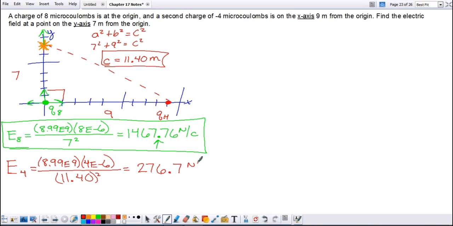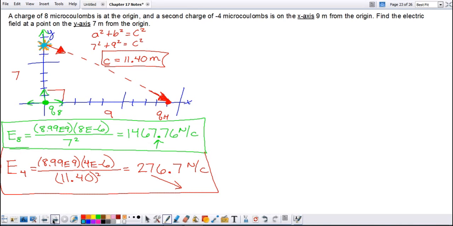276.7 newtons per coulomb. And remember, electric field lines point toward negative charges. So toward this charge. That means it's going to be going down and to the right. We want to find the overall net field at this point, which means we need to add these vectors together. The vector going straight up is not too bad, but then we have this vector going down and to the right. So we're going to break that into its components.